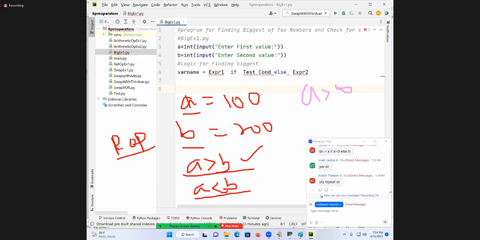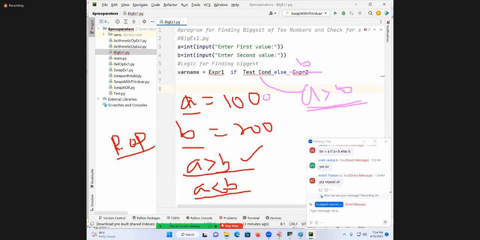What is A greater than B called? It is the test condition. Is it true or false? Where will it go? What is the bigger one? B is the bigger one.